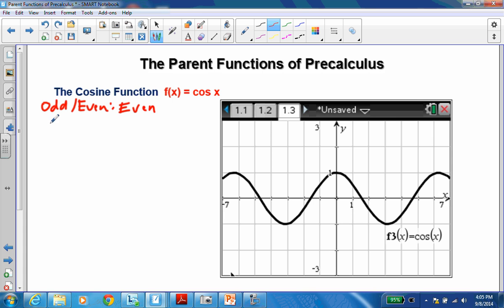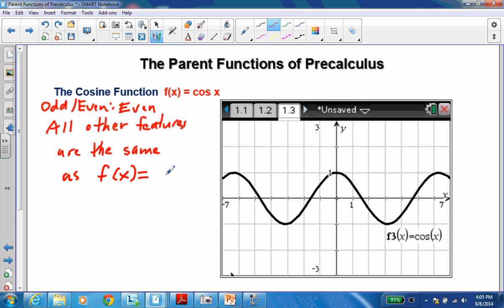Okay, and beyond that, all other characteristics, I'm going to write this down, all other features, boundedness, domain, range, everything else, are the same as for f of x equals sine x.